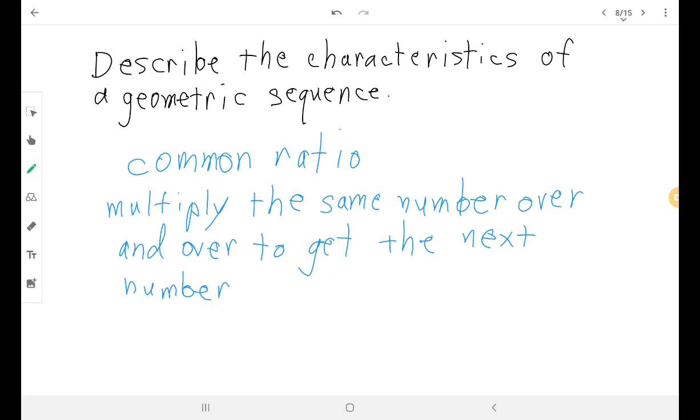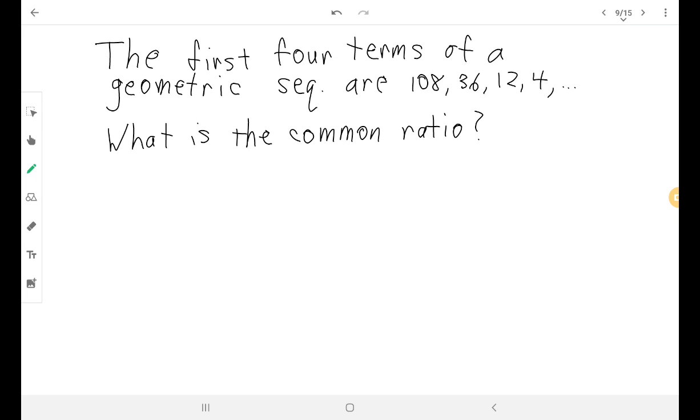And let's look at the next one. All right, let's look at this problem. The first 4 terms of a geometric sequence are 108, 36, 12, 4. What is the common ratio? So what's really important is they've already told me it's a geometric sequence, right? So the question is, what am I multiplying by to get the next number, the next number, the next number, the next number? And again, I like to look at the simplest one. You're just going to divide or multiply by something to get the next one and the next one.